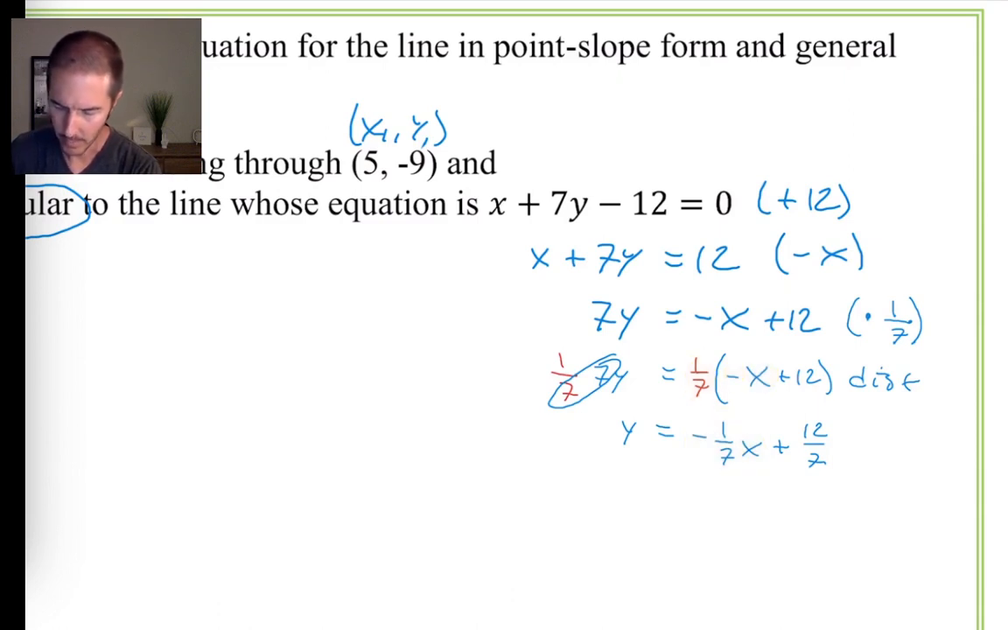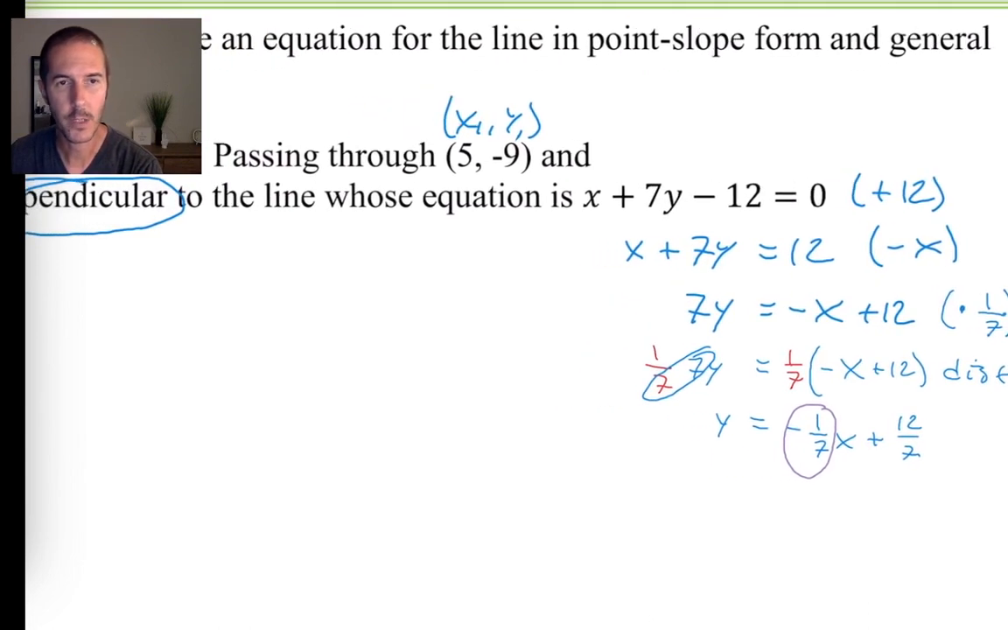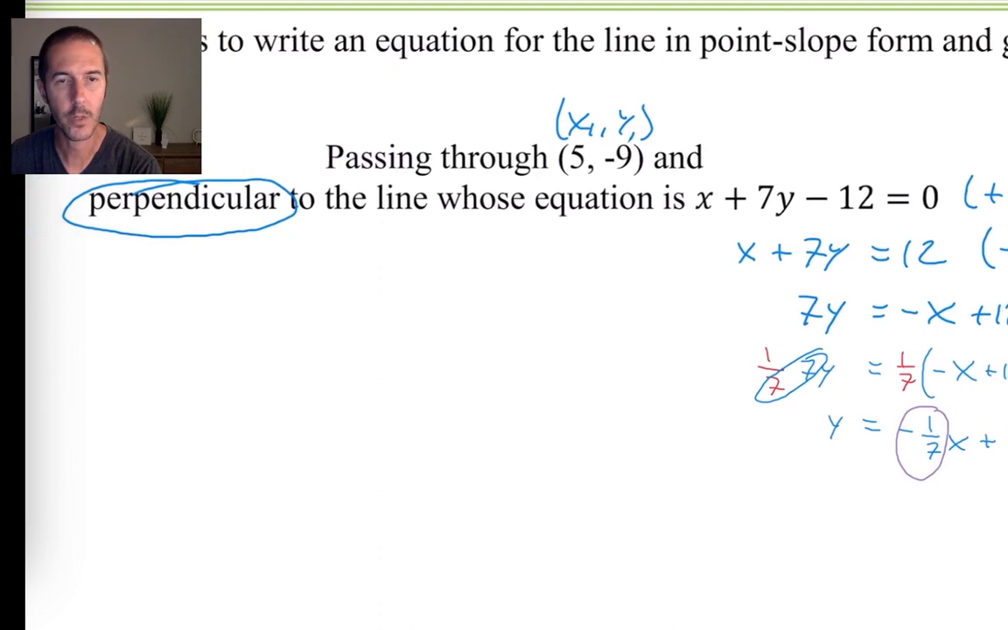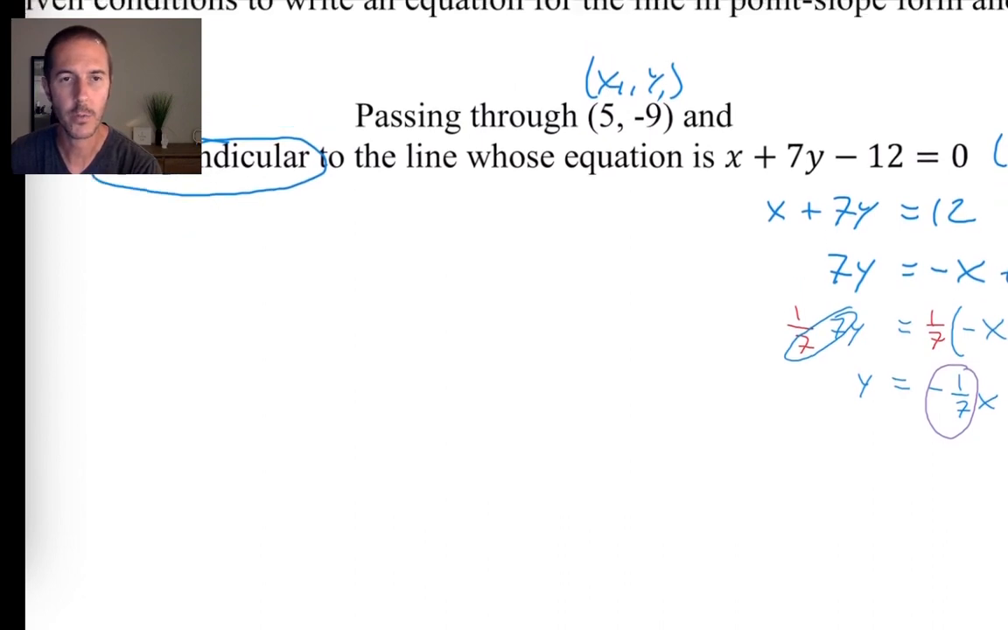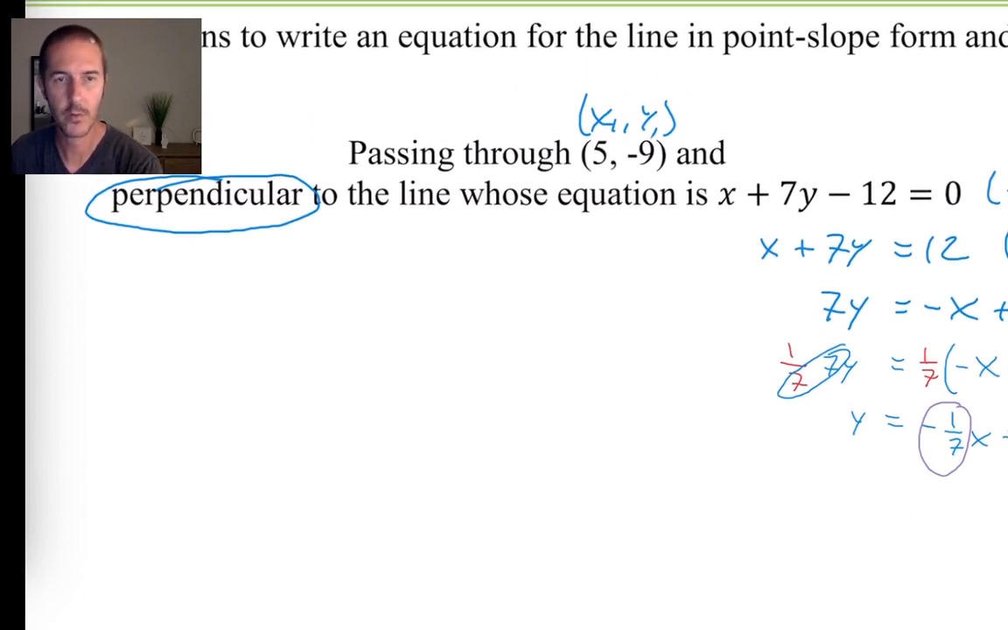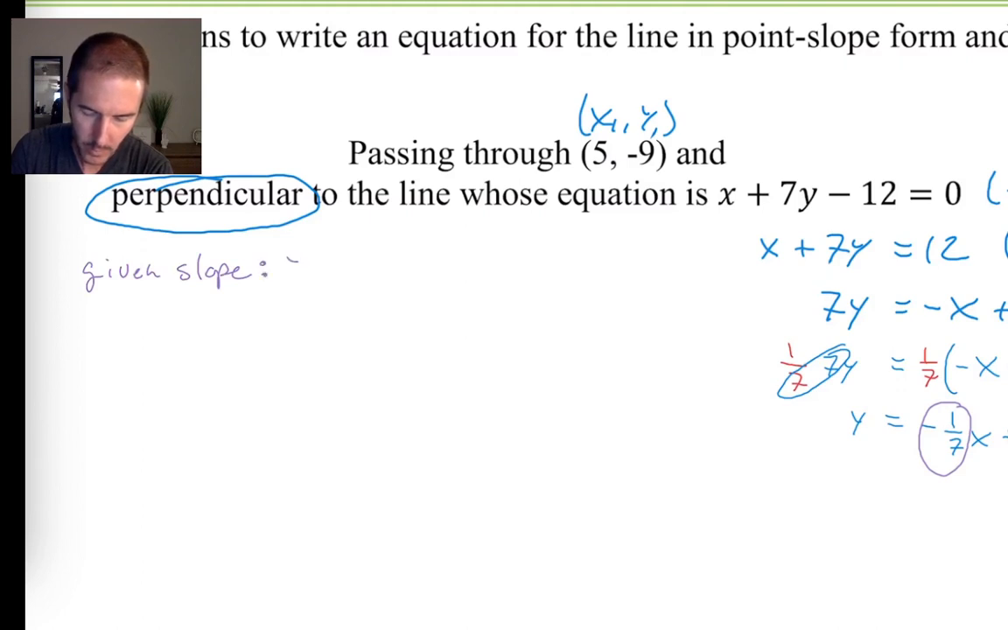And the reason that we did all of that was to discover that the slope of the line that they gave us is negative 1/7. And remember that the equation for the line that we are creating is going to be perpendicular to the line that was given to us, which means that our new slope is going to be the opposite reciprocal of negative 1/7. So let's put a little note here. Given slope of negative 1/7, so perpendicular slope will be simply positive 7.